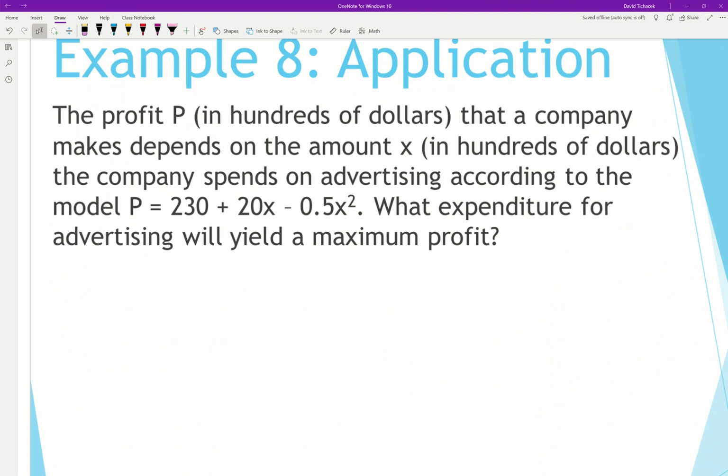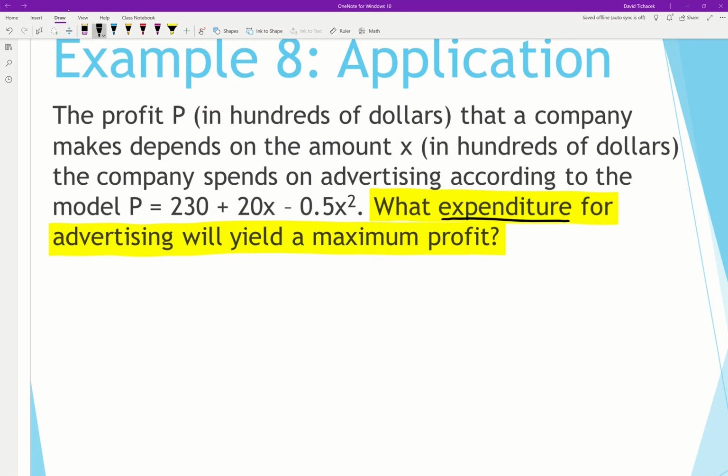So it says the profit P in hundreds of dollars that a company makes depends on the amount X in hundreds of dollars that the company spends on advertising according to the model P is equal to 230 plus 20X minus 0.5x squared. It says what expenditure for advertising will yield a maximum profit, okay? So I always recommend that whenever you have a word problem, you read the question first, and because the question here has a lot of economics jargon, we might just go ahead and look back into the problem and realize that what we have here is a model that relates P, the profit, with X, the expenditure, okay?